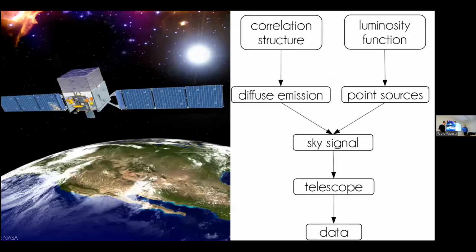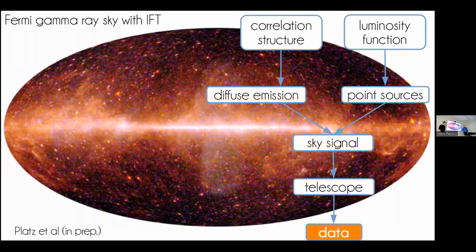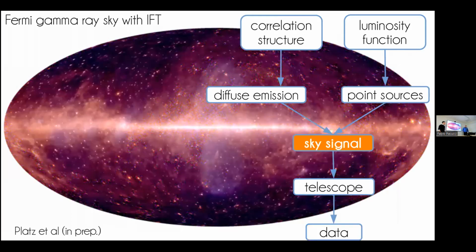Here is the Fermi satellite, and let's look at the data of the Fermi satellite in the light of this model. Here are the photon counts recorded by Fermi on the sky, back projected. Color coded is the energy of the photons. Blue means high energy, red means low energy. And then let's do the inference. And that's how the sky signal looks like.